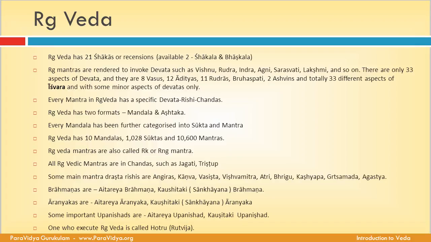Brahmanas are Aitreya Brahmana, Kaushitaki Brahmana. Aranyaka are Aitreya Aranyaka, Kaushitaki Aranyaka. Some important Upanishads are Aitreya Upanishad, Kaushitaki Upanishad. One who executes Rig Veda is called Hotru.